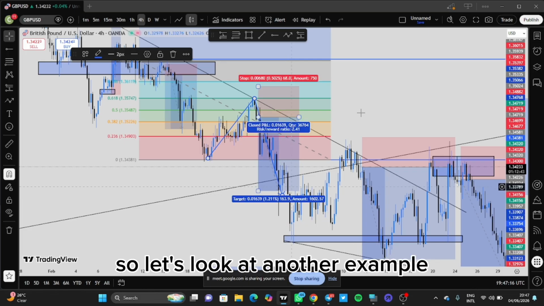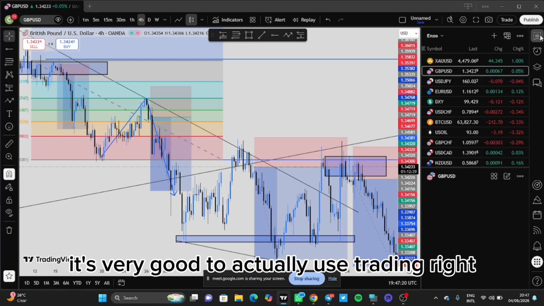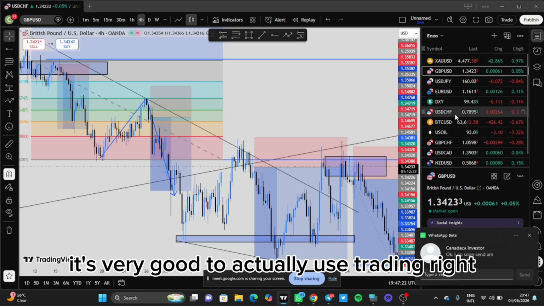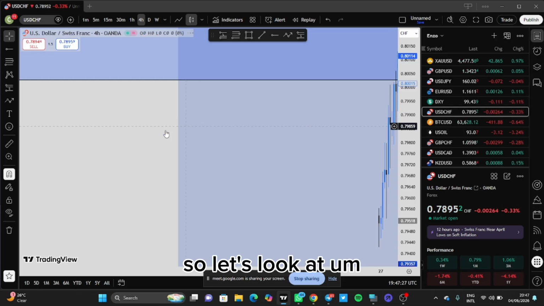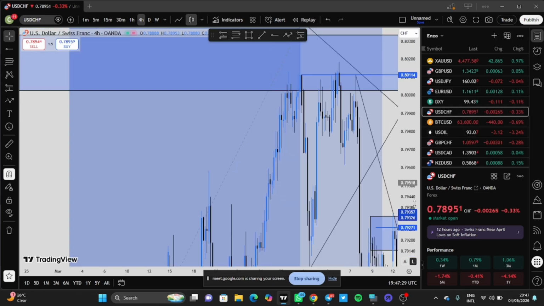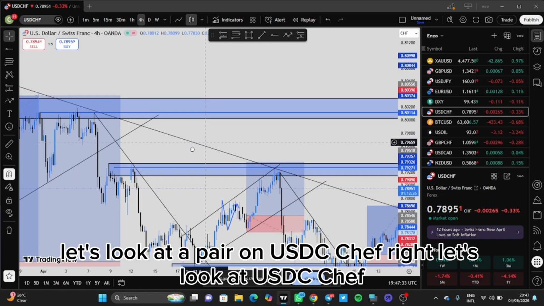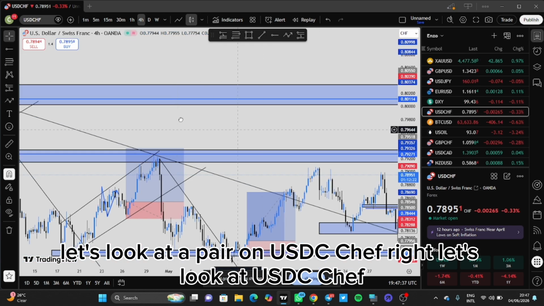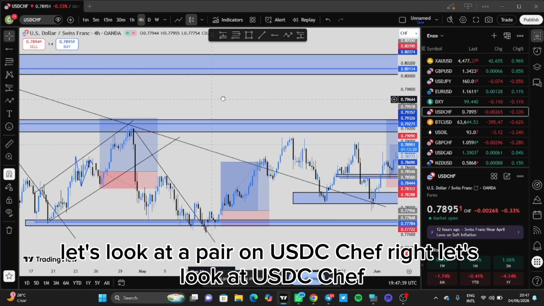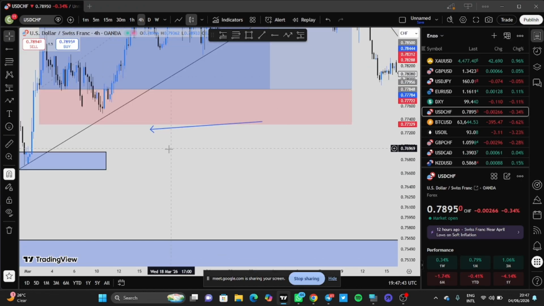downside. So let's look at another example again, right? Fibonacci is very, very easy. It's a very good tool to actually use in trading, right? So let's look at a pair, USD CHF, right? Let's look at USD CHF for a bullish structure.